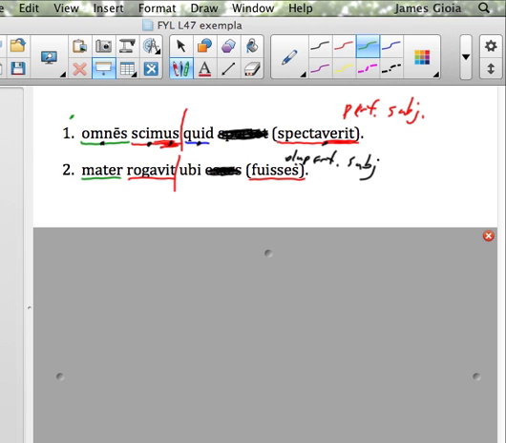We still have mater as a nominative. We still have ubi as an adverb. So now it's going to mean mother asked where you had been, because pluperfect subjunctive must show time before that main verb. So mother asked where you had been.